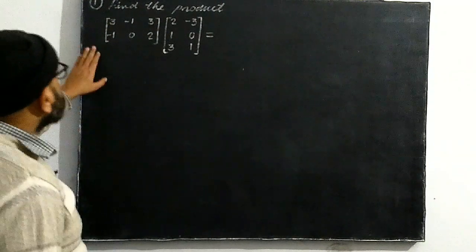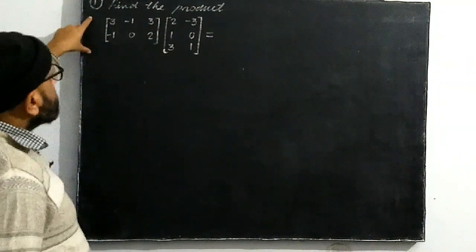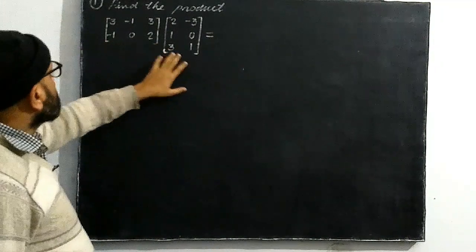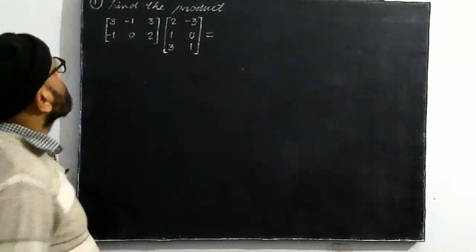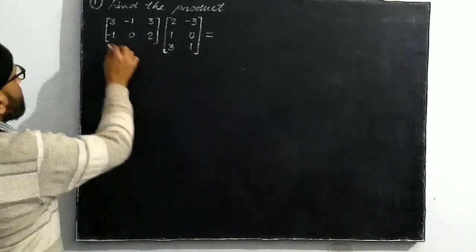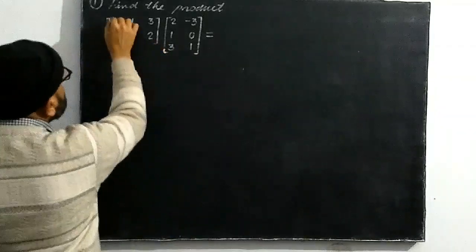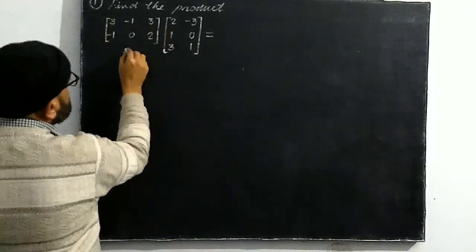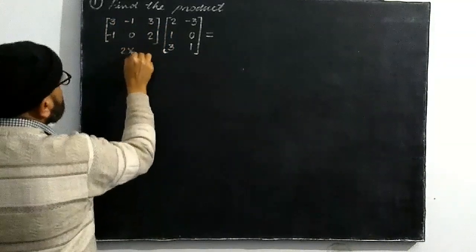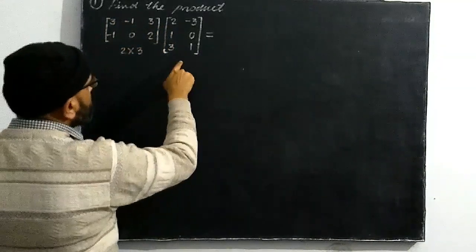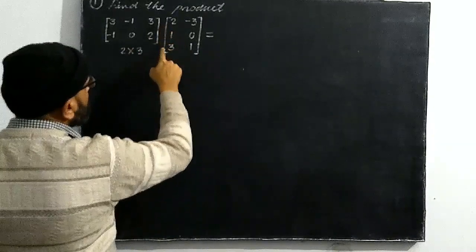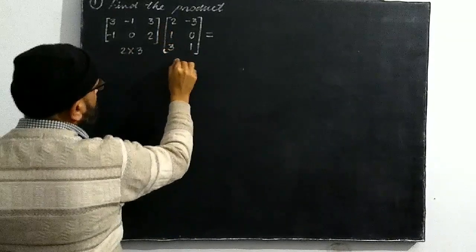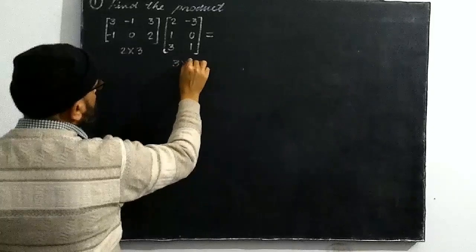So the first sum we have taken is to find the product, and we are given two matrices. The first matrix has two rows and three columns, so its order is 2 by 3, and the second matrix has three rows and two columns, so its order is 3 by 2.